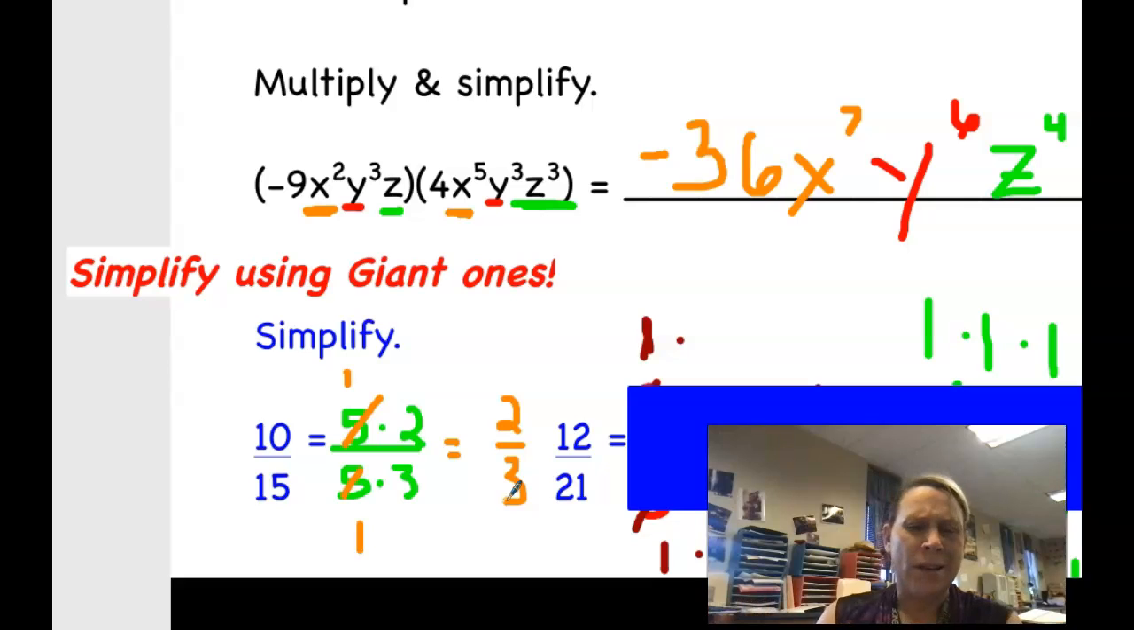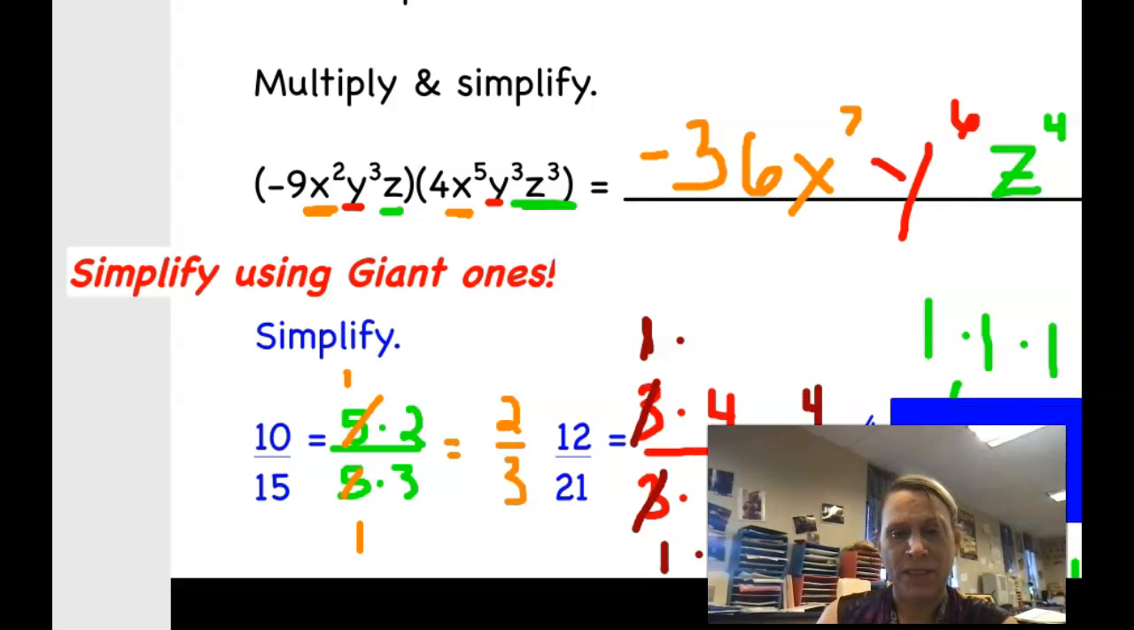And you might be going, well, that's easy. Well, this is going to lead us into a bigger idea where we're going to be making giant ones with variables. So take a moment and try the next 2 examples. Pause me now. Or if you're like, I still need some help, watch me do the next one.